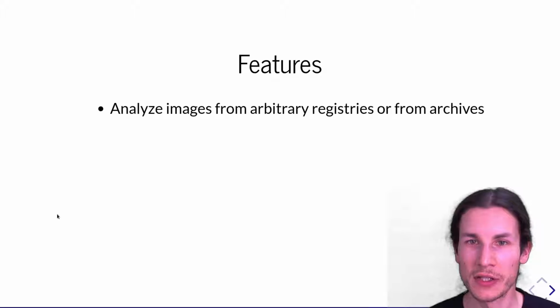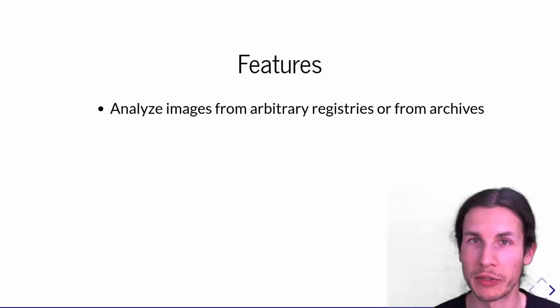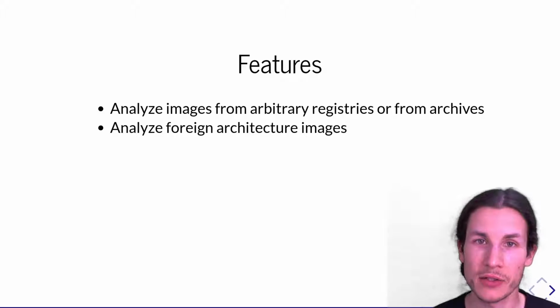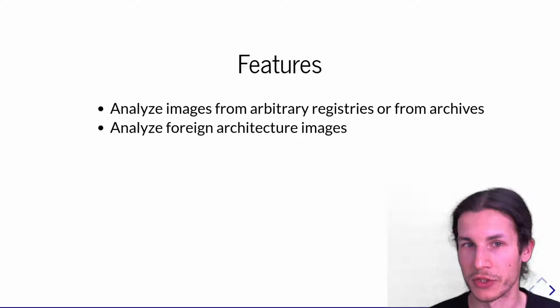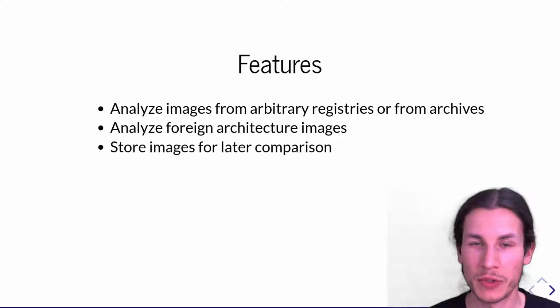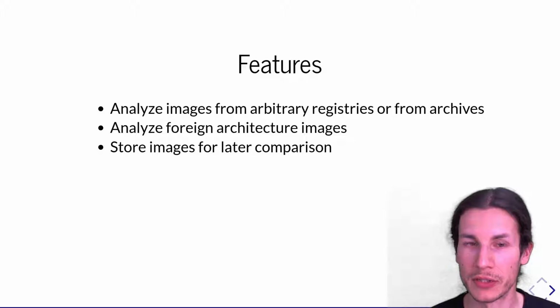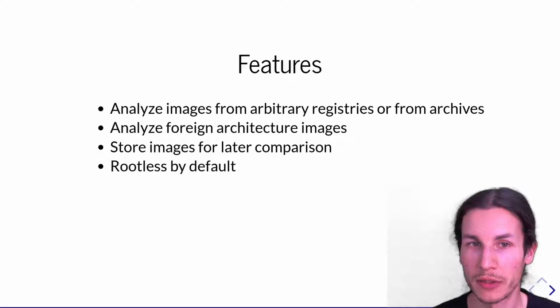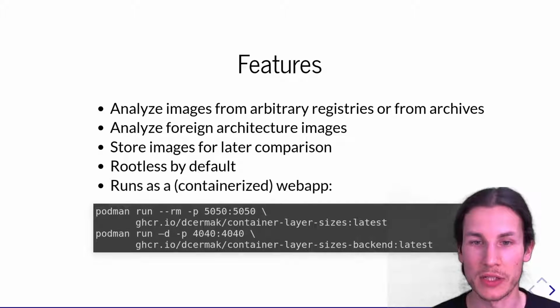And that's already it. So just to summarize the features, you can analyze images from arbitrary registries, or you can also use local archives, you can use locally built images, so you don't have to push them somewhere. You can use foreign architecture images, so you can analyze ARM64 images on your x86 box. You can store the images for later comparison or for historical purposes in a database. It runs rootless by default if that's important for security purposes. And you can also run it just as a containerized web app. The commands are listed in the slides.